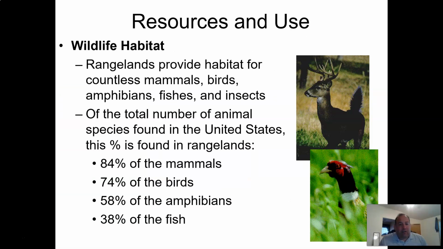Wildlife habitat. Rangelands provide habitat for countless numbers of mammals, birds, amphibians, fish, and insects. Just to give you some idea of it, in rangelands you've got about 84% of the mammals in the U.S., 74% of the birds, about 60% of the amphibians found in the U.S., and about 40% of the fish found in the U.S. all residing within rangelands.